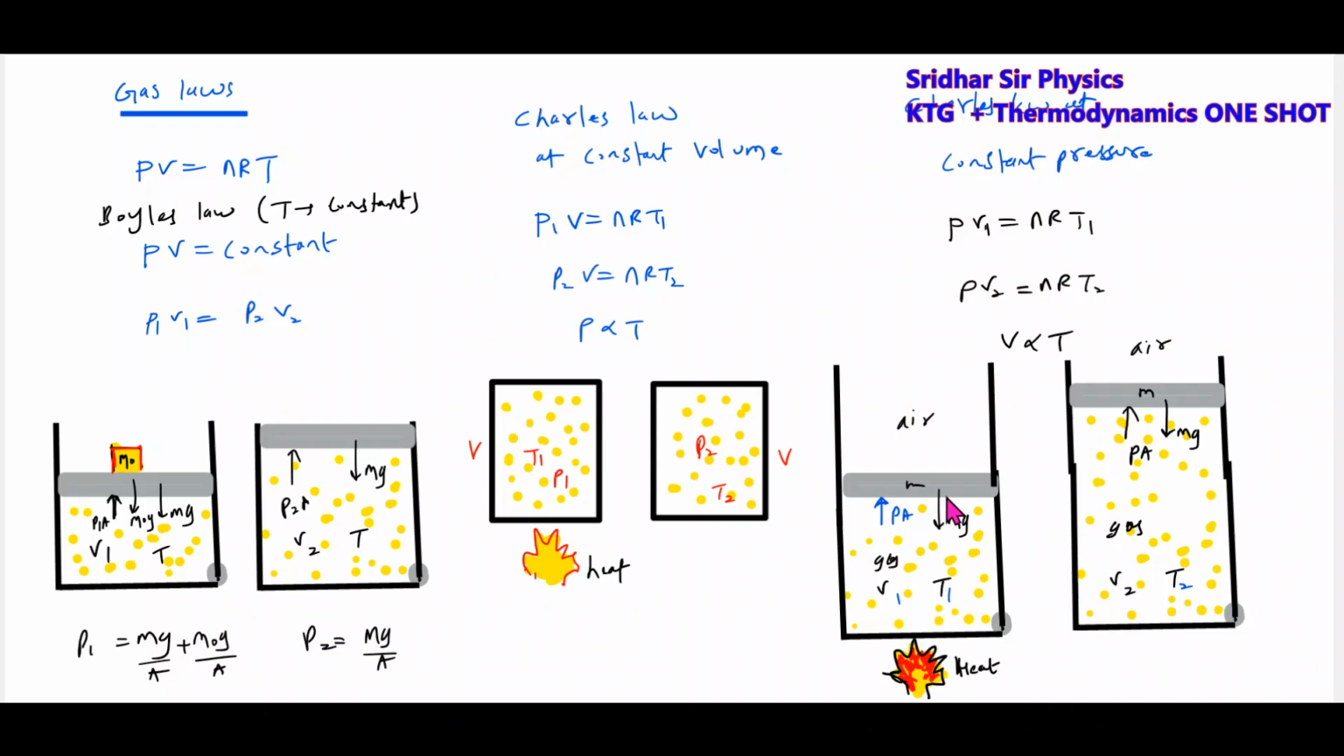You see, the piston will start moving up. As it starts moving up slowly with a constant speed, the volume of gas will increase. As the temperature increases, the volume will increase. Then what will happen to the pressure of the gas? It remains constant. This was the basic Charles law.